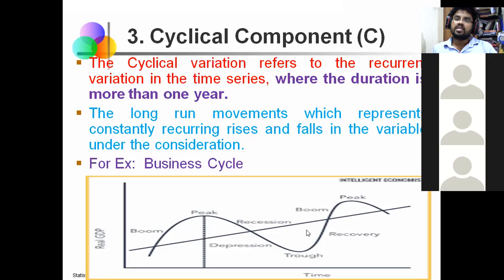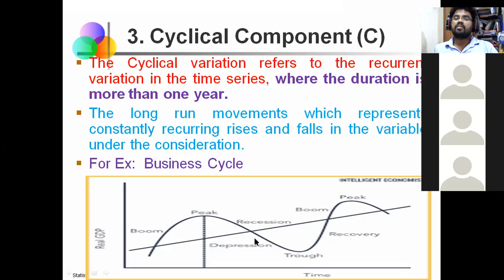If you observe the business cycle, for example, this is the first phase, a boom. Nothing but the economy is growing. There is a boom, so at a particular point the GDP will be high. There is a peak level. After the peak level, it can decrease. When there is a decrease in the trend, that is called recession.